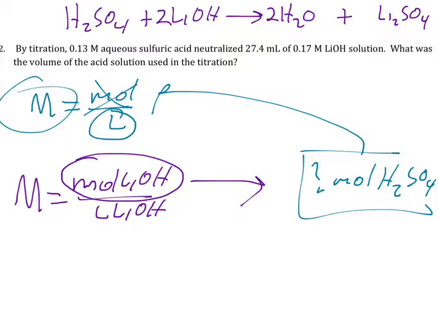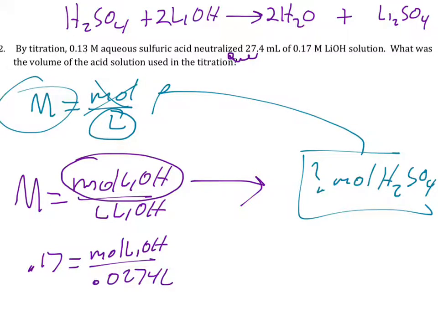So anyways, let's go ahead and do this problem here. So we've got a 0.17 molar solution. We don't know the moles of the lithium hydroxide, but we do know the liters, 27.4 milliliters. All you do is move the decimal place over 3 times. You end up with 0.0274 liters. When you solve for moles, you end up getting 0.004658 moles of lithium hydroxide.